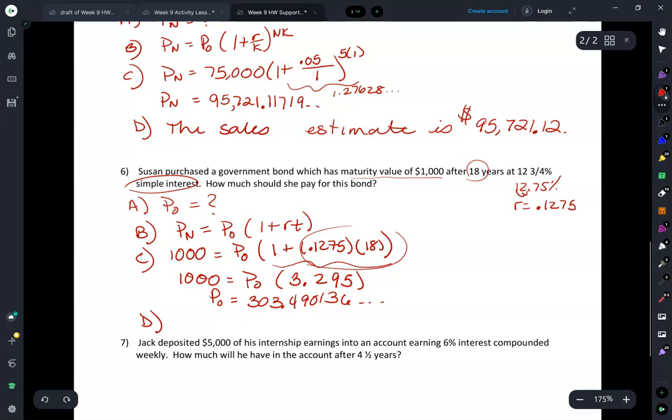And then my sentence is she should pay $303.49 for the bond.